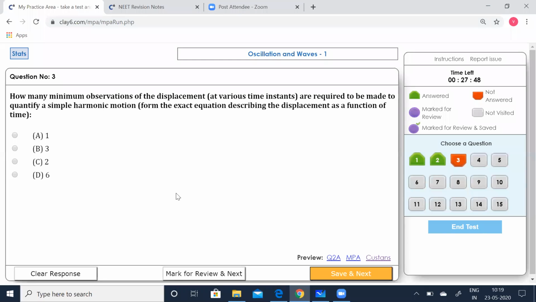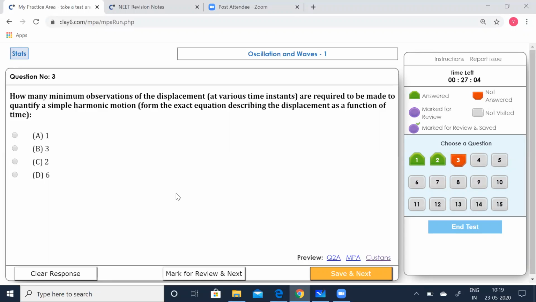How many minimum observations of the displacement are required to be made to quantify a simple harmonic motion from the exact equation describing the displacement as a function of time? All right. Generally, in displacement related questions, you have three unknowns: amplitude, frequency, and phase constant. So if observations are made at 3 time intervals, then 3 simultaneous equations can be set, and they can be solved to describe the motion completely.